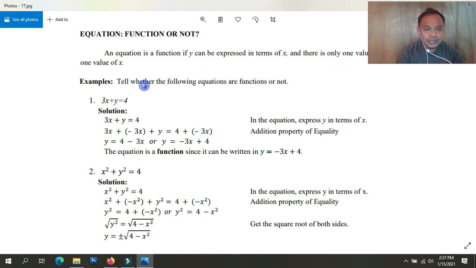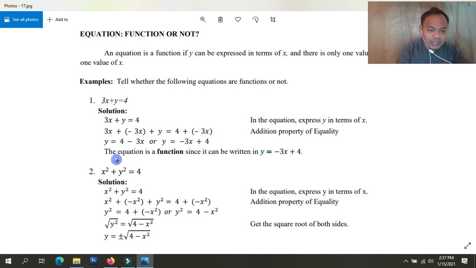Okay, so tell whether the following equations are functions or not. We have 3x plus y is equal to 4. Solution, 3x plus y is equal to 4. This one, 3x plus, okay, negative 3x. Okay, add both sides by addition property of equality, add both sides negative 3x. So magiging y is equal to 4 minus 3x or y is equal to negative 3x plus 4. The equation is a function since it can be written in a form of y is equal to negative 3x plus 4.